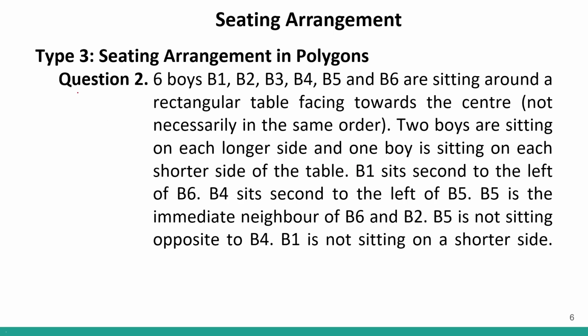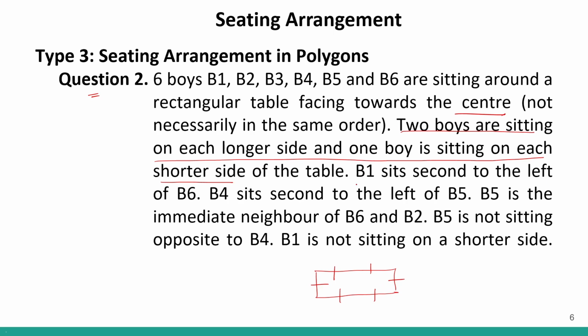Moving forward to question number 2. 6 boys are sitting around a rectangular table facing towards the center. 2 boys are sitting on each longer side and 1 boy is sitting on each shorter side. So on the longer side we have 2 boys and on the shorter side we have 1 boy. So nobody is sitting at the corner, everybody is sitting on an edge.